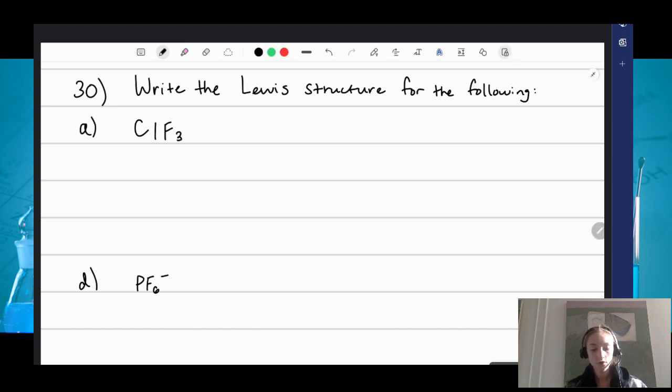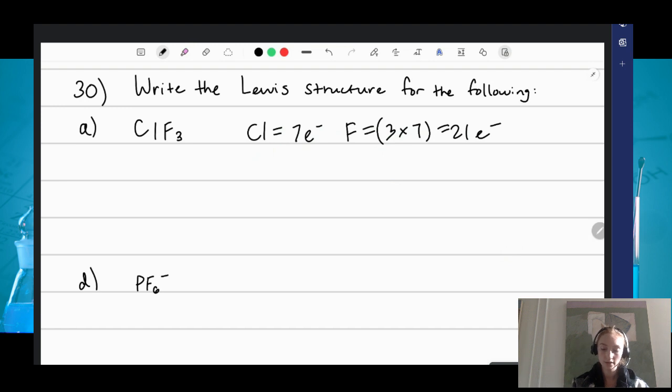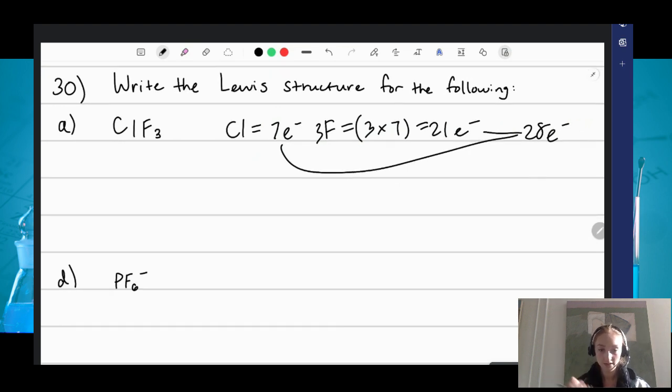Okay. So we have chlorine for the first one, and chlorine has 7 valence electrons, and fluorine has, and since we have 3 of them, you do 3 times, 7 valence electrons. And so that equals 21 total for those 3 fluorines. So we have 7 plus 21, and so 7 plus 21 equals 28 electrons. Excuse me. And so since we have 28 valence electrons to work with, there's going to be some bonding that we can use with those valence electrons. So let's write this down.